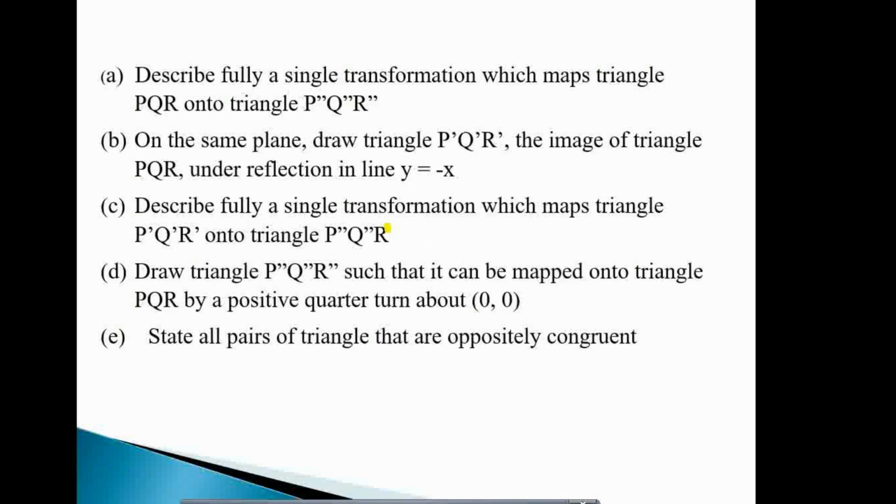And then we have part D. In part D we have: draw triangle P double prime, Q double prime, R double prime such that it can be mapped onto triangle PQR by a positive quarter turn about (0, 0). And then lastly, part E: state all pairs of triangles that are oppositely congruent. So you can go ahead and state the triangles that are oppositely congruent. You can pause the video and put down those questions into your exercise book.